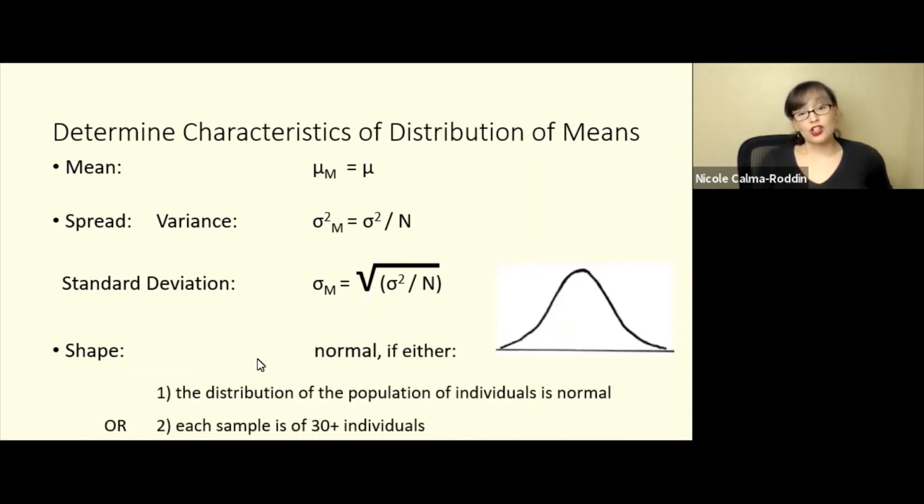And lastly, for the shape of our distribution, it is going to be normal. It's going to be a normal distribution in two cases, and two cases only. If the distribution of the population of individuals is normal, so if our population is normal, our distribution of means will also be normal. Or if each sample is of 30 plus individuals. So even if our population is not normal, as long as we have more than 30 people in our sample, then our distribution of means is going to be normally distributed.